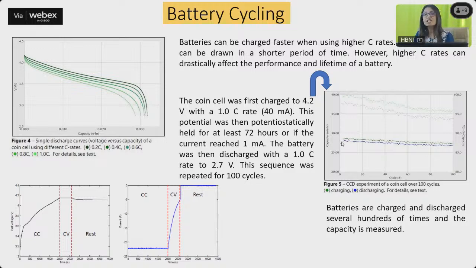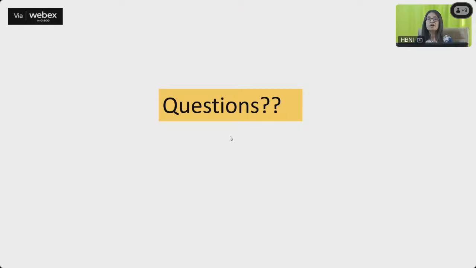What we have to see is, for a particular C rate, how the cycling is happening, how your charge discharge cycle is moving. This has to be as flat as possible to ensure that whatever lithium ion is going in, the same amount is coming out. Batteries are charged and discharged several hundreds of times and this capacity is measured. This is battery cycling. And with this, I come to an end with today's lecture.